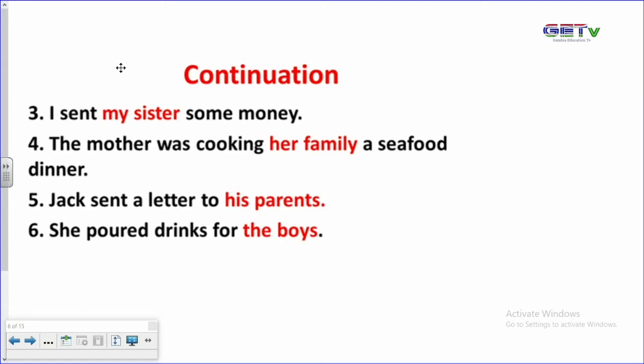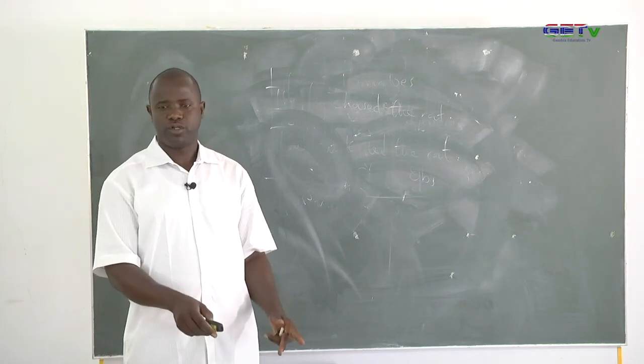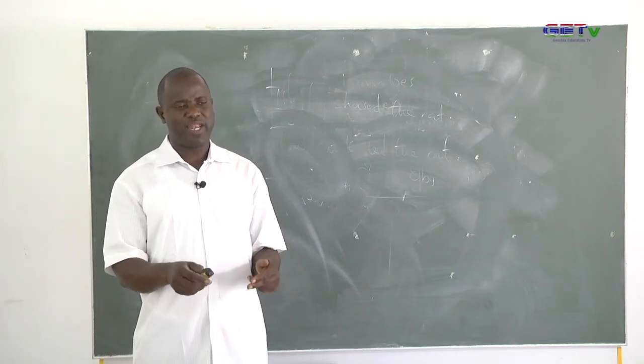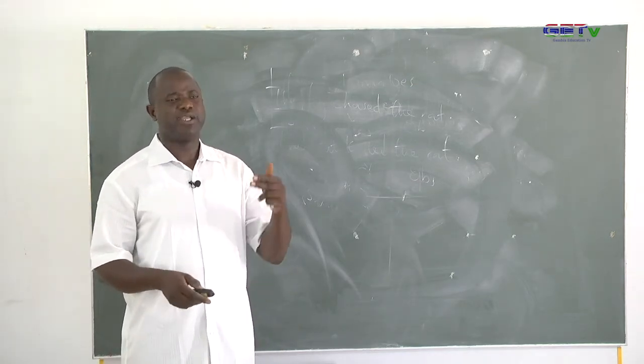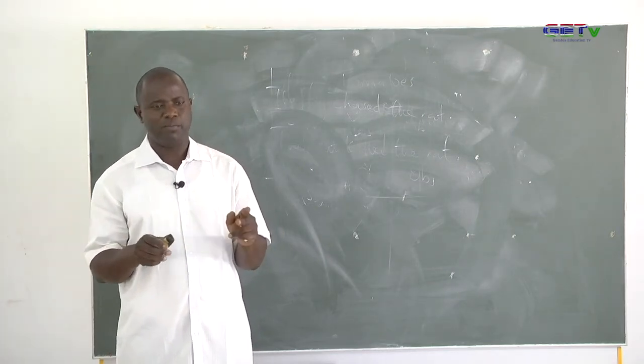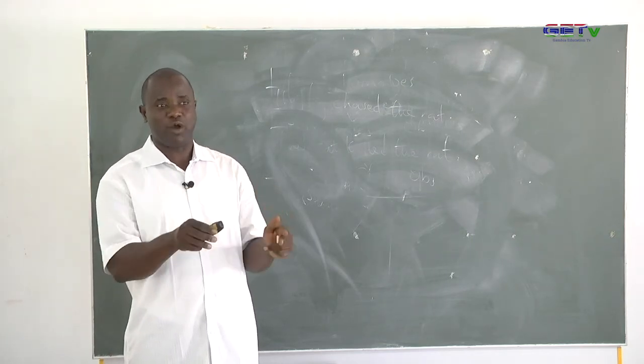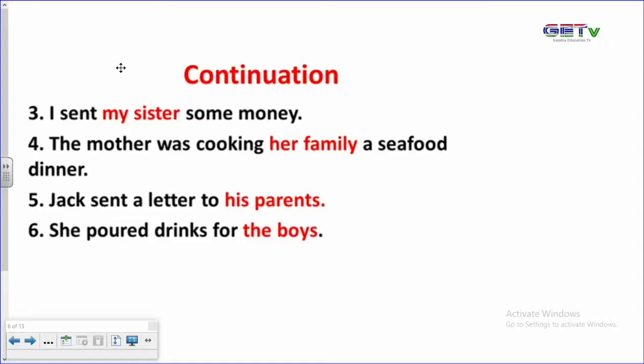The mother was cooking her family a seafood dinner. If you look at this here, the indirect object is her family. What is the direct object? A seafood. Because if you analyze this sentence well, you realize that the mother was not actually cooking her family, but the mother was cooking what? A seafood. So that seafood is the direct object because it receives the action of the verb done by the subject. Where's the subject? The mother.